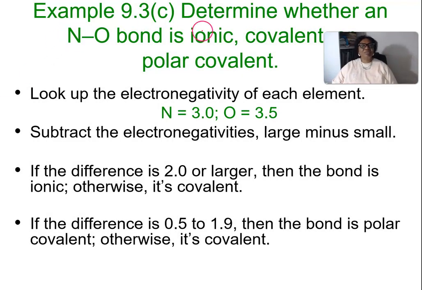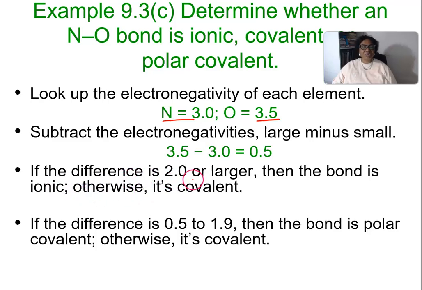So let's look at this example. Determine whether an NO bond is ionic, covalent, or polar covalent. So let's look at their electronegativity. The electronegativity for nitrogen is 3, and the electronegativity for oxygen is 3.5. Subtract the electronegativities, large one minus the small one. Let's do that. So the difference in the electronegativity is 0.5.